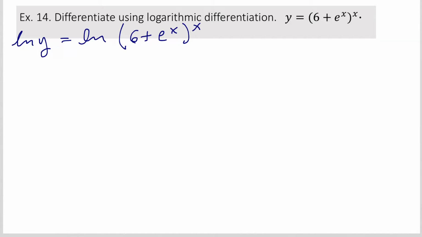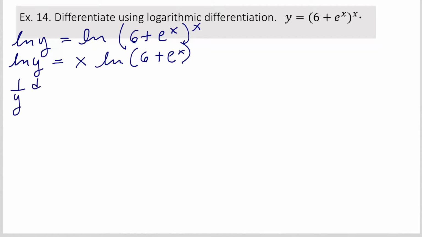Use my simplification techniques for logs. I bring my power down in front. All right, so I'm going to start there. So I'm going to differentiate both sides now. So I know the derivative of the natural log of y is 1 over y dy/dx.